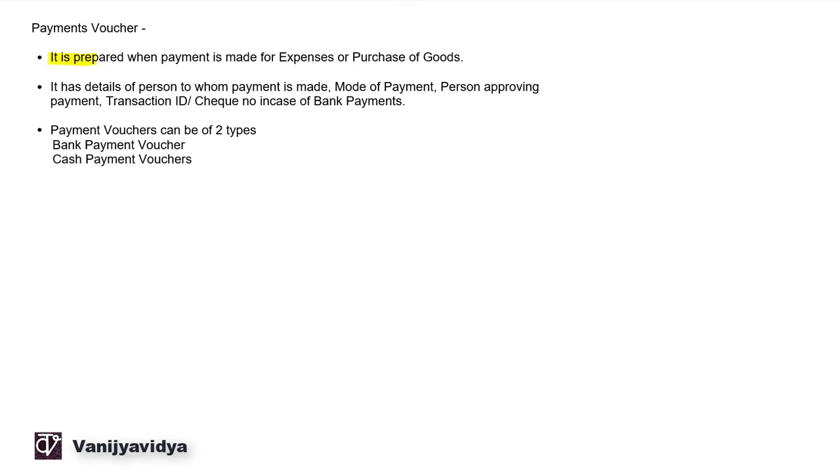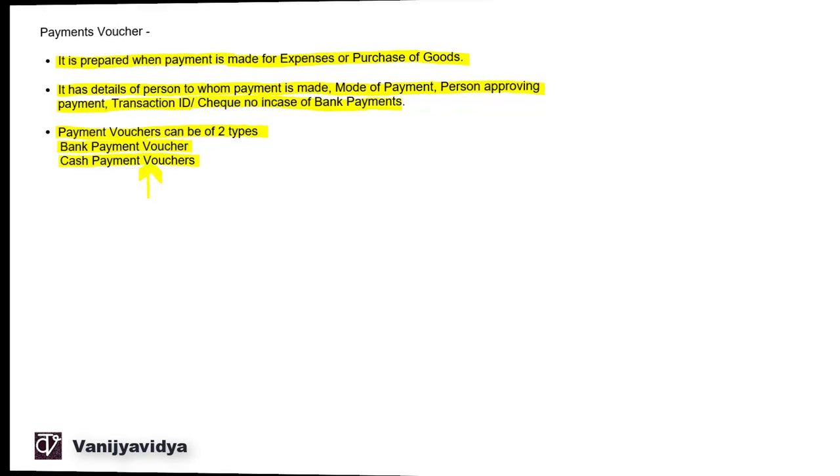Payment voucher. It is prepared when the payment is made for expenses or purchase of goods. It has the details of the person to whom the payment is made, then the mode of payment, person approving payment, transaction ID or check number in case of bank payments. Now payment vouchers can be of two types. One is bank payment voucher in case of bank payments, and cash payment voucher in case of cash. Now usually in case of cash payment voucher, since the payment is made in cash, we won't have any evidence in our bank statement. So the cash payment voucher is usually acknowledged by the person receiving the payment. Okay, so this was about payment vouchers.